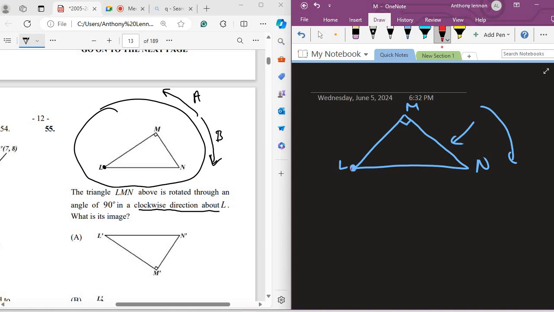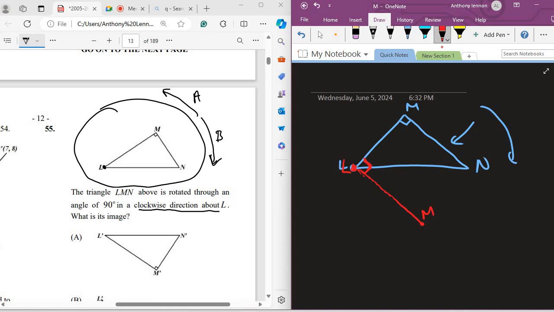L is still going to be in the same position, since we're rotating it about L. But M will be where? 90 degrees. So we're going to put it this way, right? It'll be like that, 90 degrees. That means M is going to be somewhere here if it's 90 degrees to its original position.